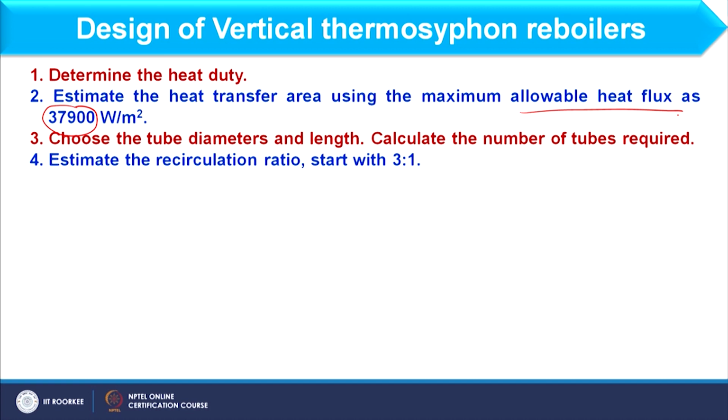And after that we have to assume a very important parameter, and that is the recirculation ratio. To start this calculation we should consider the recirculation ratio as 3:1. Now, what is this recirculation ratio? This is basically the ratio of liquid and vapor available when it is returning back to the distillation column. Let us say I am maintaining a 3:1 recirculation ratio. So, 1 is vapor and 3 is liquid.